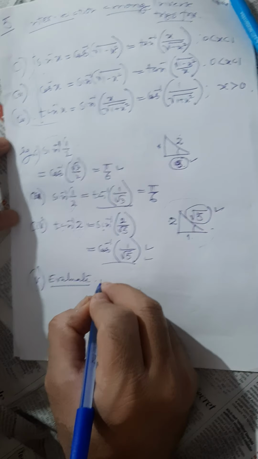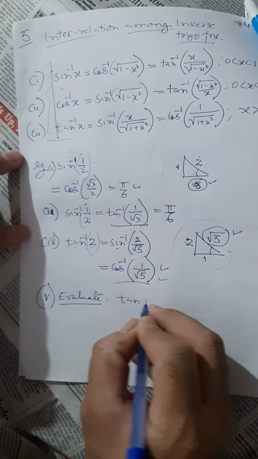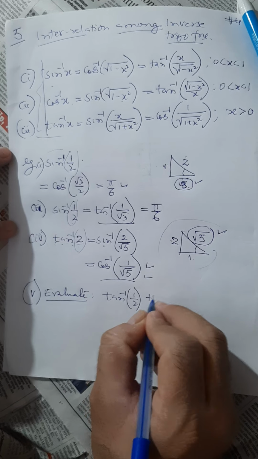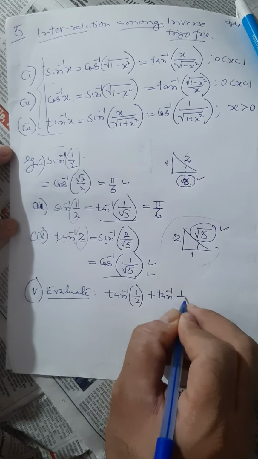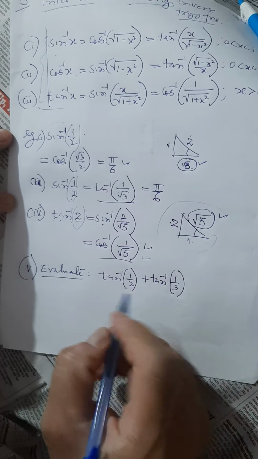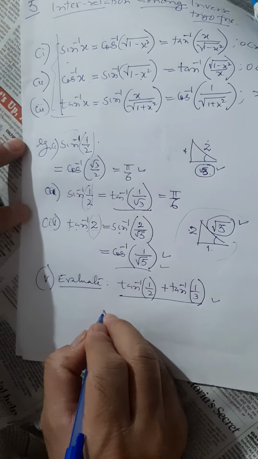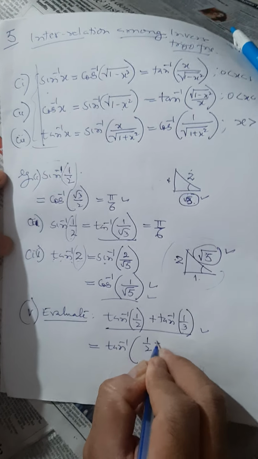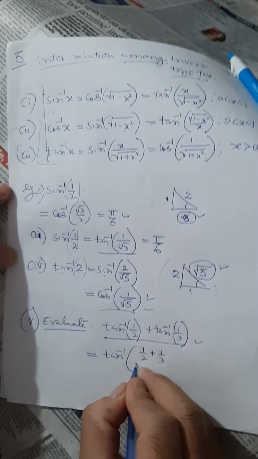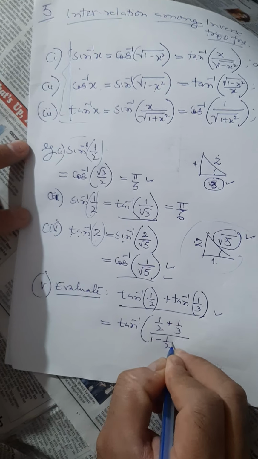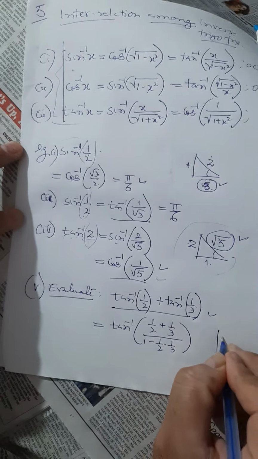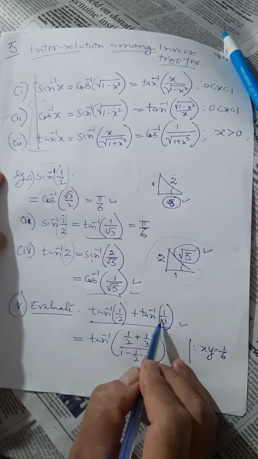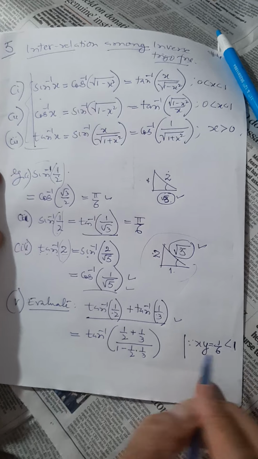Evaluate tan inverse 1 by 2 plus tan inverse 1 by 3, for example. Now if you have a plus, you can use that fourth result. So I can write tan inverse of (1 by 2 plus 1 by 3) upon (1 minus x into y). Remember here x into y is 1 by 2 into 1 by 3, which is 1 by 6, less than 1.